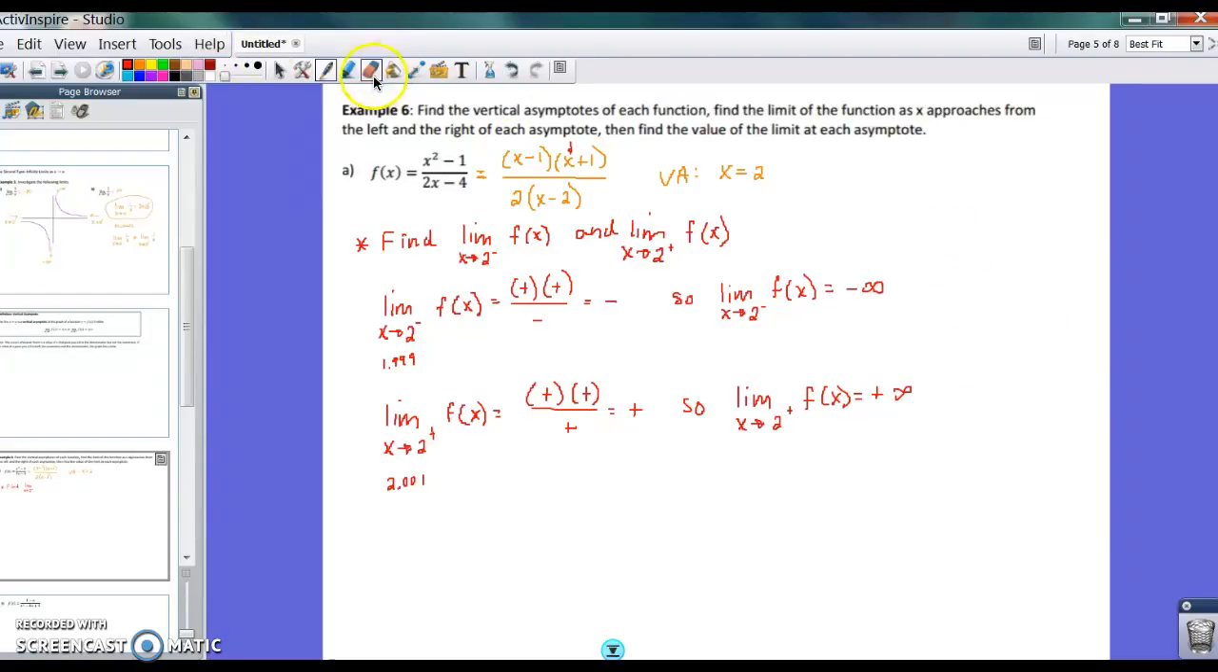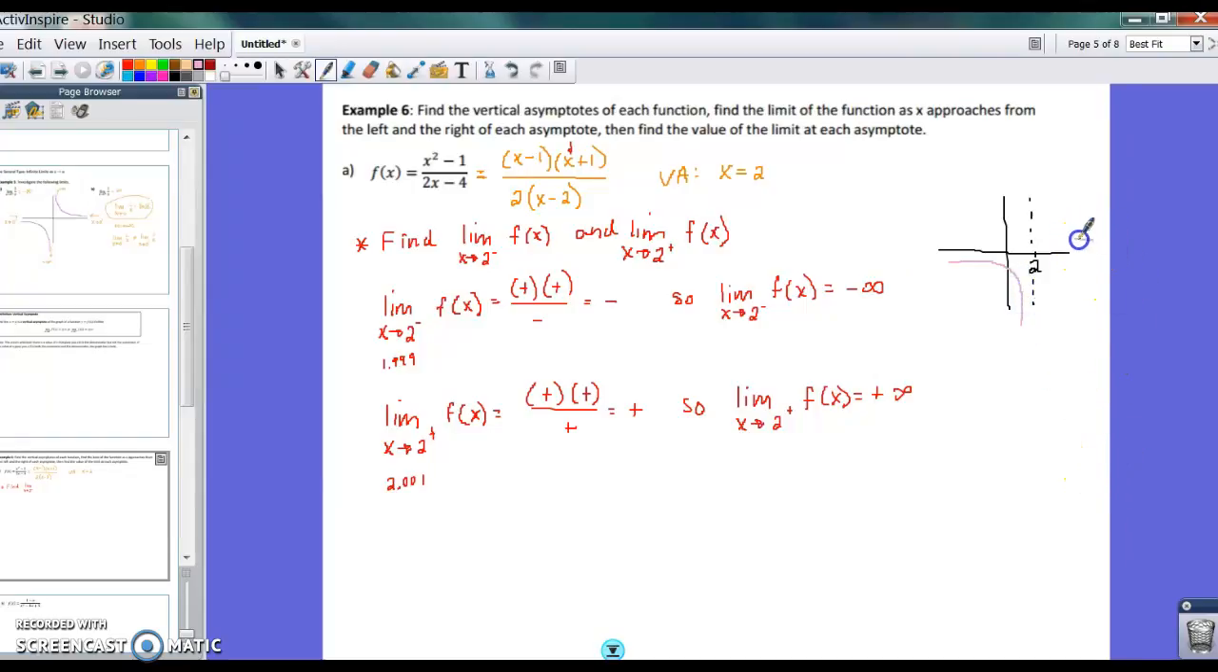So what's actually happening here? I have some graph. I have a vertical asymptote here at 2. Right, this is at 2. And as x is approaching 2 from the left, I'll do it in a different color. As x approaches 2 from the left, I'm heading towards negative infinity.